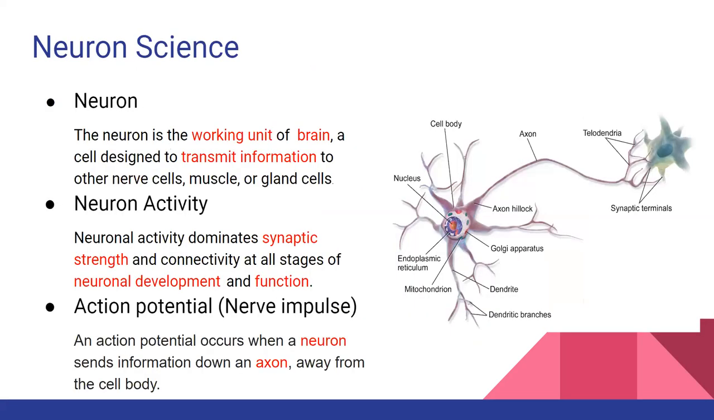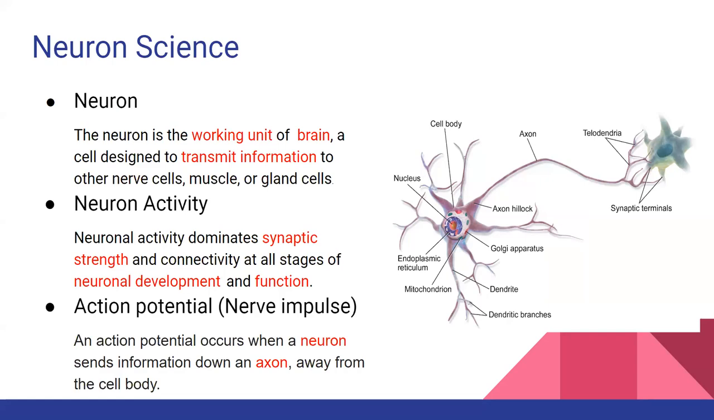If we want to understand what the Hodgkin-Huxley model talks about, we have to know some concepts about neuroscience. First of all, the neuron. What is a neuron? The neuron is the working unit of the brain. It plays a significant role in controlling the whole brain and the neural system. The second one is neural activity. Neural activity dominates the synaptic strength and the connectivity of all the stages of neural development and function.